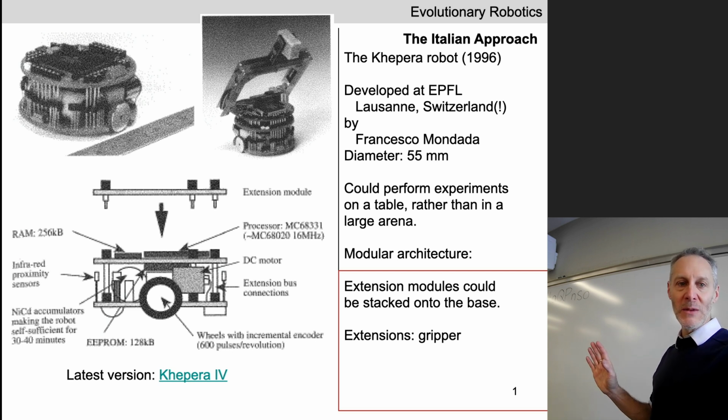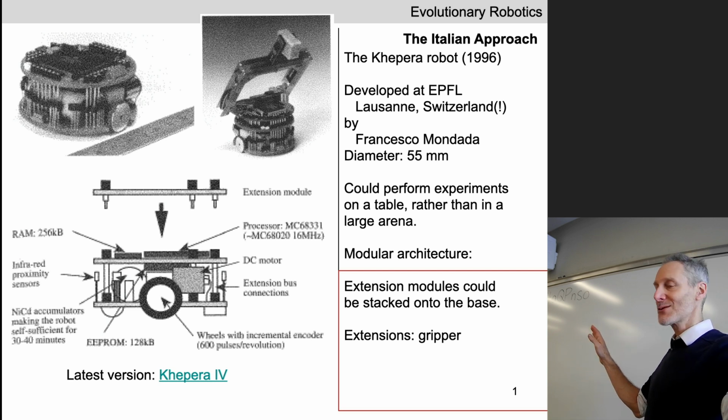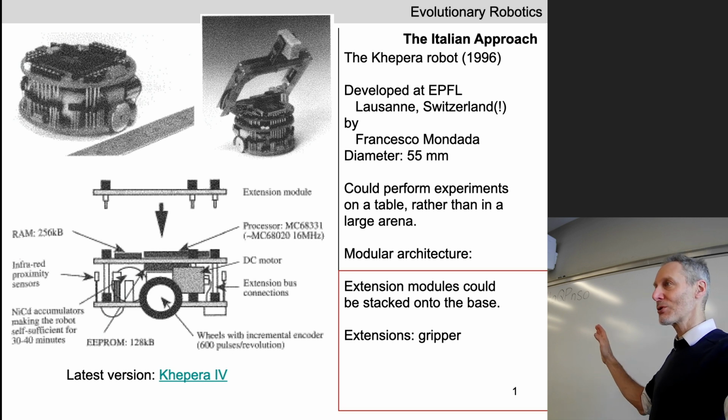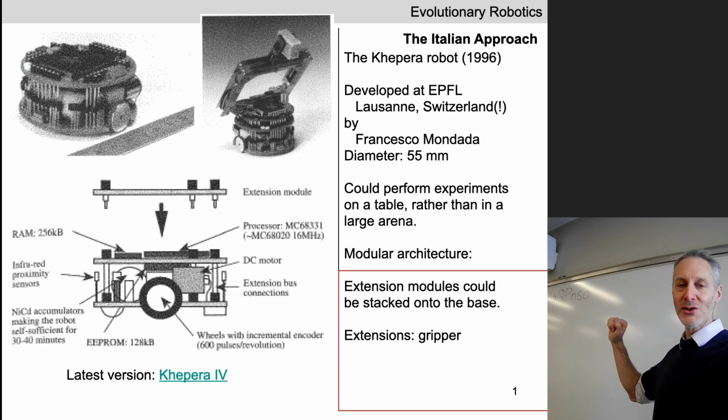The first group is a bunch of Italian researchers working in Switzerland. So it's now become known as the Italian approach. And we'll talk about the English approach that was started about the same time on the other side of the English channel. Okay, so Mondada and his colleagues reported on evolving robots using a physical robot, and they used this particular physical robot, the Khepera.